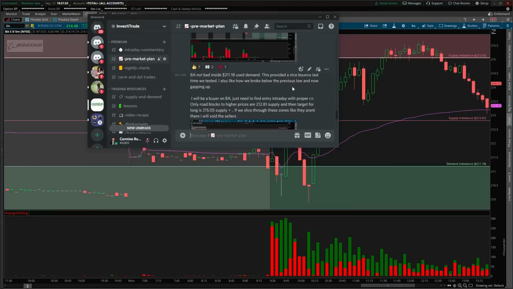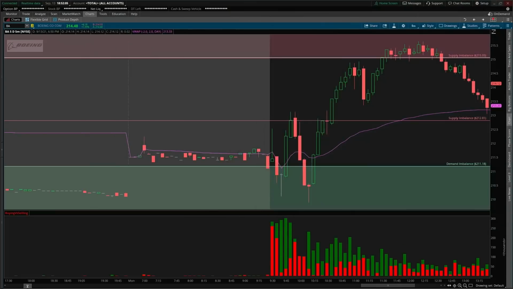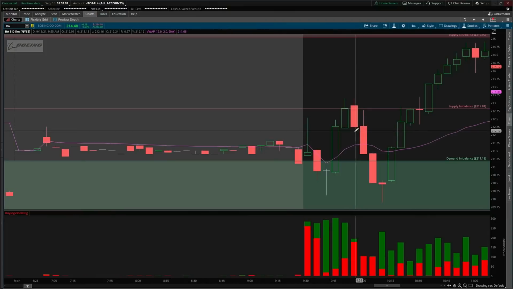I also like how we broke below the previous low. I'll be a buyer on BA. I just need to find an entry intraday with proper risk to reward. We had supply at 212.81 and then a supply at 215.05. I'm going to avoid it, and side with the sellers if we slice through it. So in the first half hour, there's a lot to learn. We bounced off this demand zone, heavy volume coming into the market. This is a valid long.